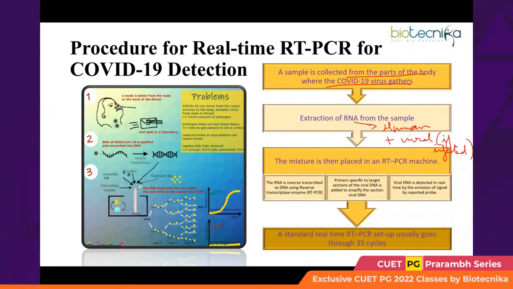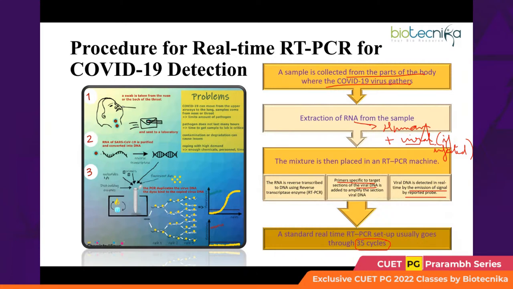So first of all, reverse transcriptase will convert the RNA into cDNA. Then a primer specific to the target sections of the viral DNA is added to amplify the viral DNA. If the person is infected, viral RNA will be present, and that can be detected. So it has been converted into cDNA, and it can be detected by emission of a signal by a reporter probe. A standard real-time RT-PCR setup usually runs through 35 cycles.